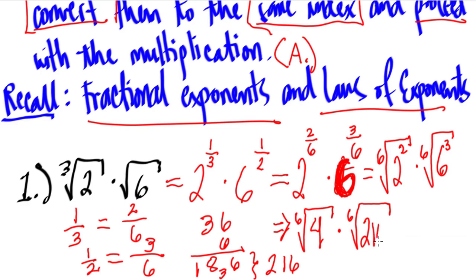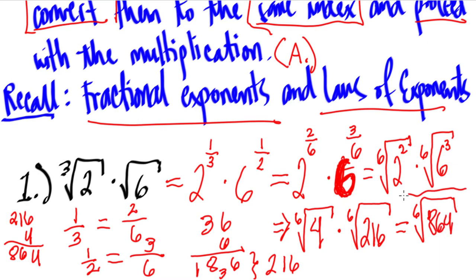That's familiar, 216. And since they are now in the same index, we can multiply the radicands together. So we have 216 times 4. Let's try that. So what do we have? It's 864. Is that correct? Okay, 864. So this is equal to the sixth root of 864. That's our answer for number 1. Okay, so that's how you do it.